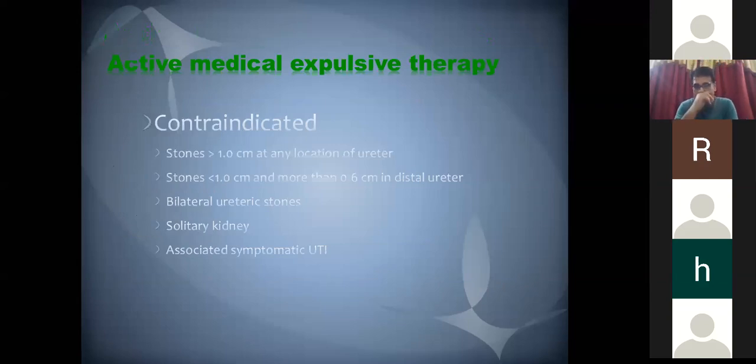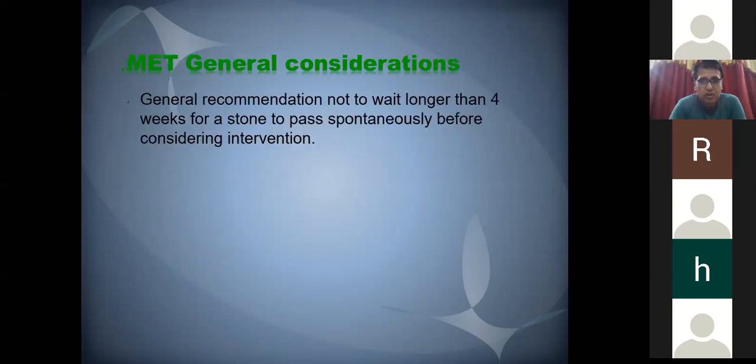So what are the contraindications to medical expulsive therapy? Stones more than 1 centimeter at any location in the ureter, or more than 6 mm in the distal ureter, or bilateral ureteric stones, or a solitary kidney, or an associated symptomatic UTI. In all of these conditions, you cannot give medical expulsive therapy; you will need to offer admission and get your surgical procedure done.